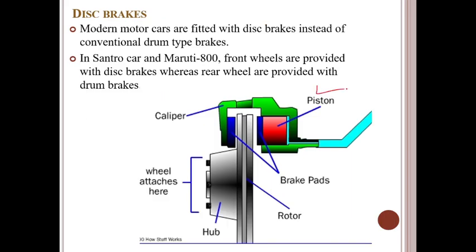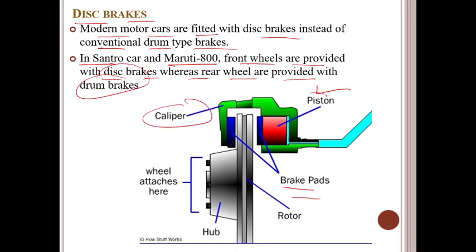This is the diagram of the disc brake, guys. We know all the types of braking systems; now we have to look at disc brakes. Modern motor cars are fitted with disc brakes instead of conventional drum type brakes. In the Santro car and Maruti 800, the front wheels are provided with disc brakes, whereas the rear wheels are provided with drum brakes. So what are the components of the disc brakes?